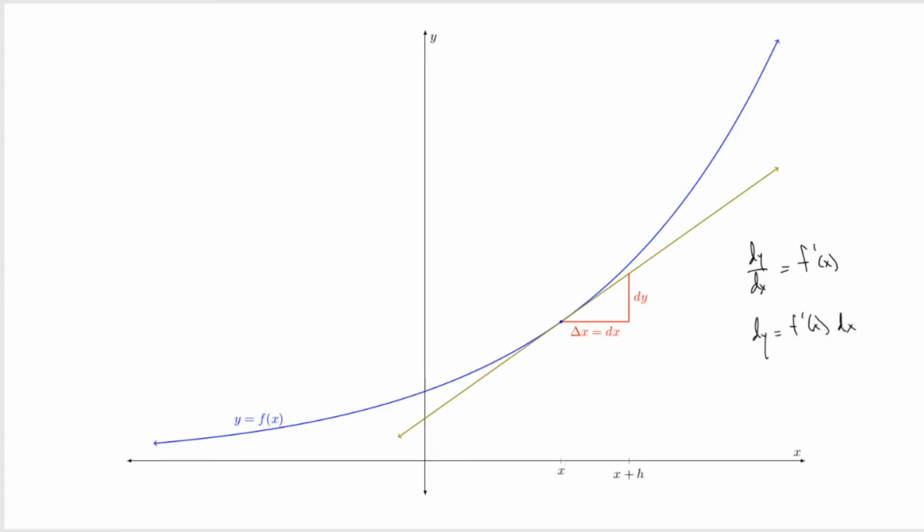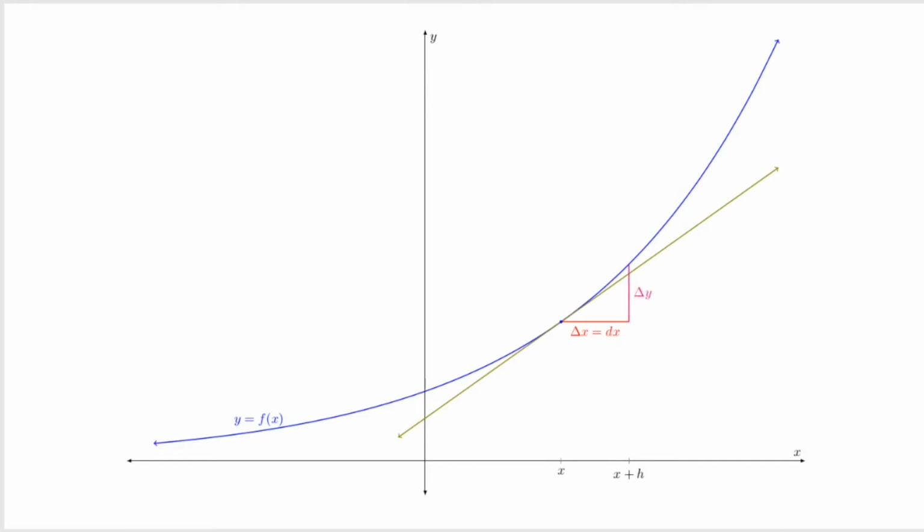And what we're really going to be interested in here is coming up with an expression for dy on its own, which we do by multiplying both sides of that equation by dx, so that we get that dy is equal to f prime of x times dx. This is what we'll call differential notation.